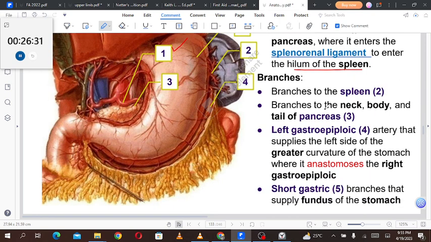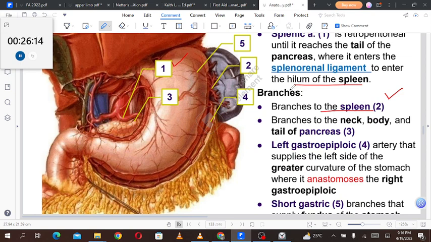I guess the splenorenal ligament is a part of peritoneum, if I'm not confusing myself. Do check it out, guys. So, branches to the spleen. Definitely the splenic artery is supposed to give branches to the spleen. Then it will give branches to the neck, body, and tail of the pancreas.